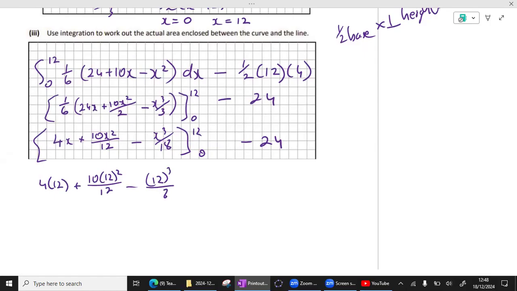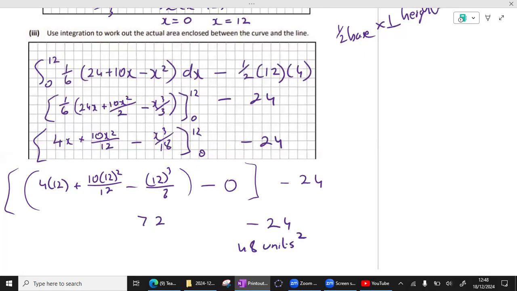Now, if I then fill in the 0, that's just all going to become 0. So we're minusing away 0. And then from all of this, we're minusing away 24. So that ends up becoming 72 minus 24. So we end up with 48 units squared as the answer for the shaded region.